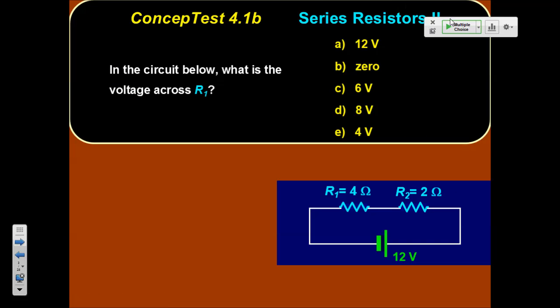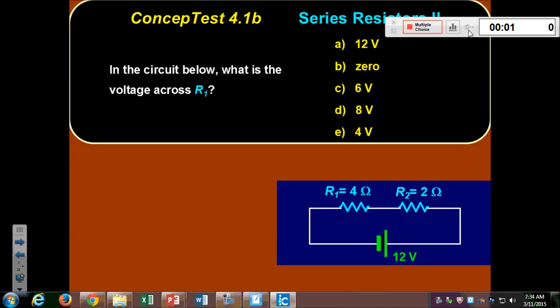In the circuit below, what is the voltage across R1? Now with capacitors, the smaller capacitor has a bigger voltage, but with resistors it's the opposite. The smaller resistor has the smaller voltage. So this voltage will be twice this voltage. They both have to add up.